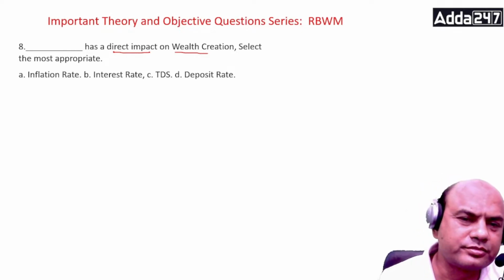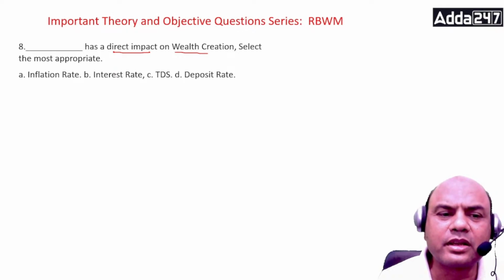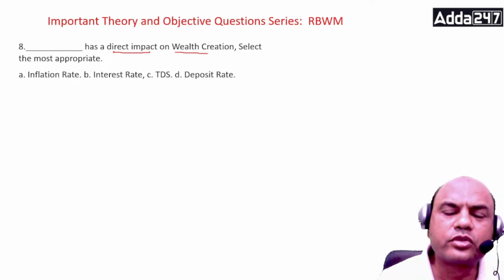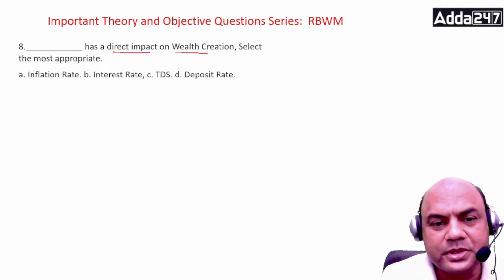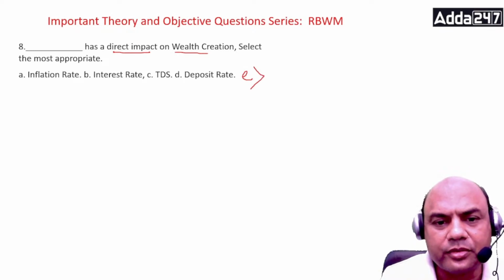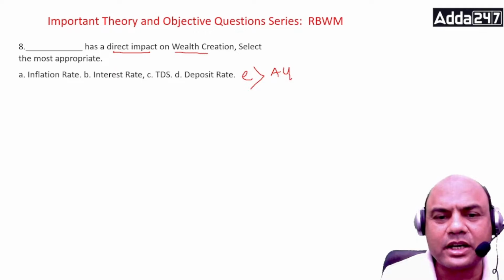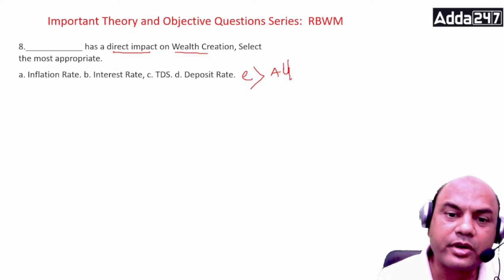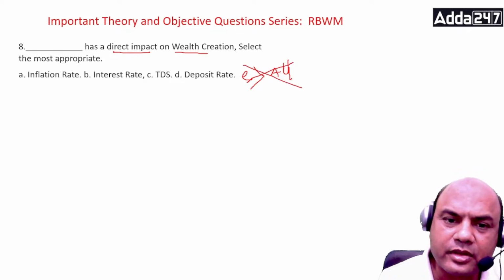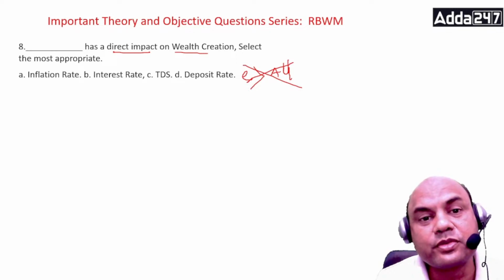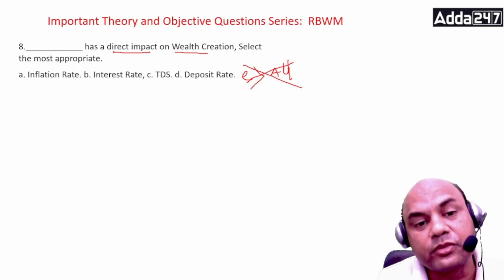Now I'll tell you. Many of you might be thinking, sir, all are correct. Interest, inflation, TDS, deposit, everything is correct. So in the exam, if you get an option E, all of the above, then tick that. But if you don't have this option, you have to choose among these. Then you have to choose which one is the most appropriate or most affecting.